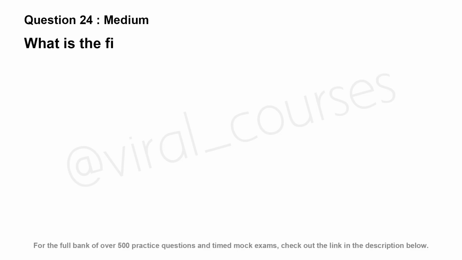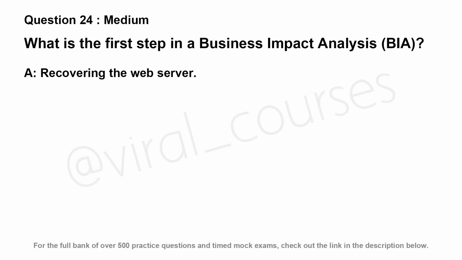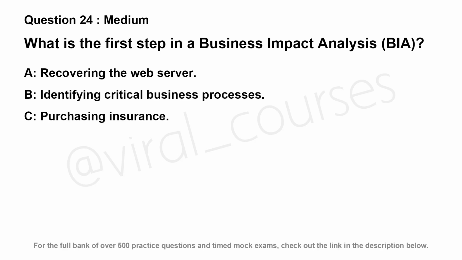What is the first step in a business impact analysis, BIA? Option A, recovering the web server. Option B, identifying critical business processes. Option C, purchasing insurance. Option D, notifying the media of a breach.